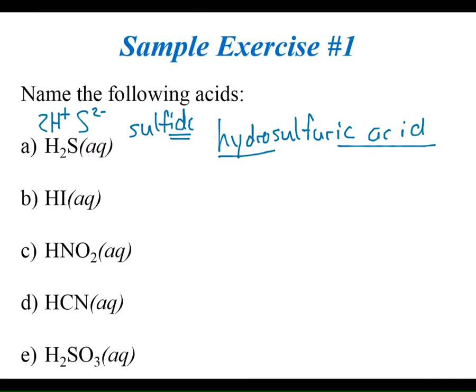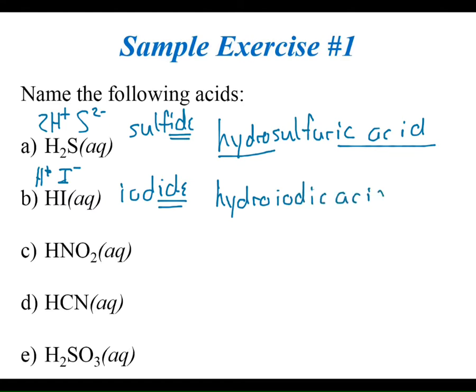Okay, how about the next one, HI? Okay, well, the H's come off as H pluses. So if that's an H plus, then the I must be an I minus. Well, how do I name this I minus by itself? What's that anion called? Iodide. Oh, look again. Ide. So what's the acid going to be? Hydro, it's hard to say, iodic. Hydro, and we keep the iod, and then ic acid. Hydroiodic acid.